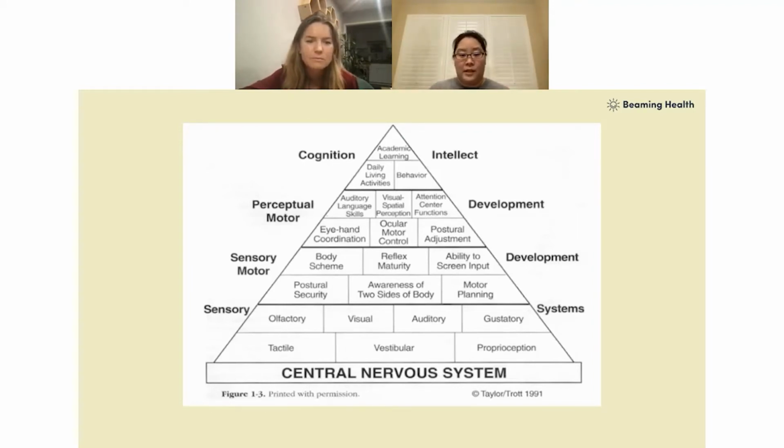So our central nervous system lies below our sensory systems. Our sensory system is the way that we take in information from our environment and make sense of it, and how we can interact with the world accurately as well as efficiently. Sensory processing is also the basis of regulation, so being able to be in an efficient state, not being either overstimulated, or having too many things going on, or understimulated, where you need to do things to wake yourself up.